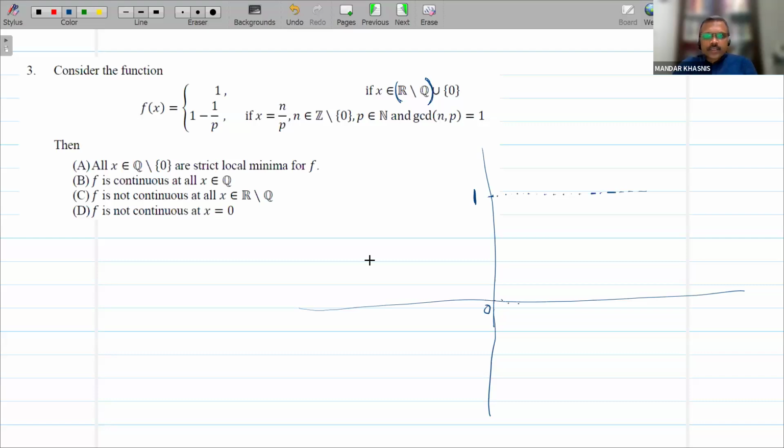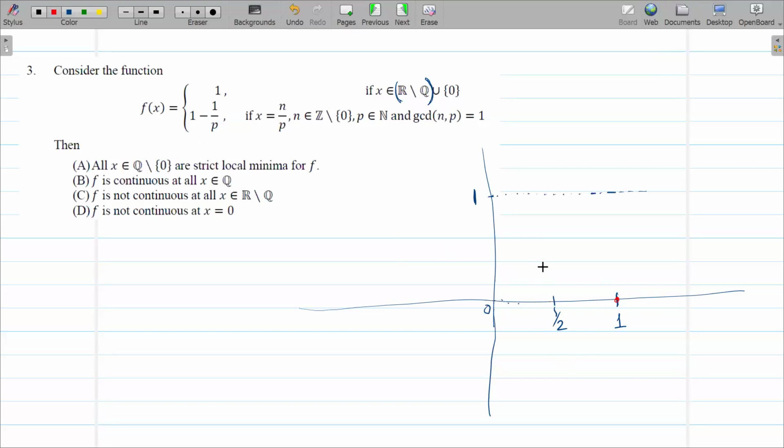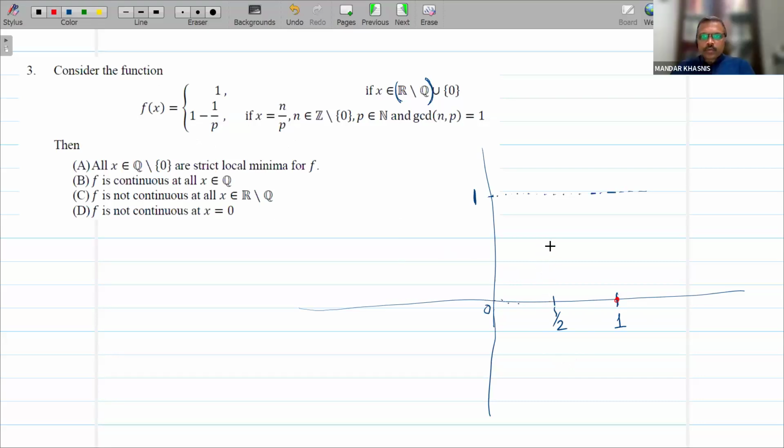Now at every rational, for example, if I'm looking even at 1, what will happen? How much is the value at 1? 1 can be written as 1 by 1, correct. So it is 1 minus 1. So at 1, it is 0. Now at 1 by 2, how much is the value? 1 minus 1 by 2, that is 1 by 2. So this is half.